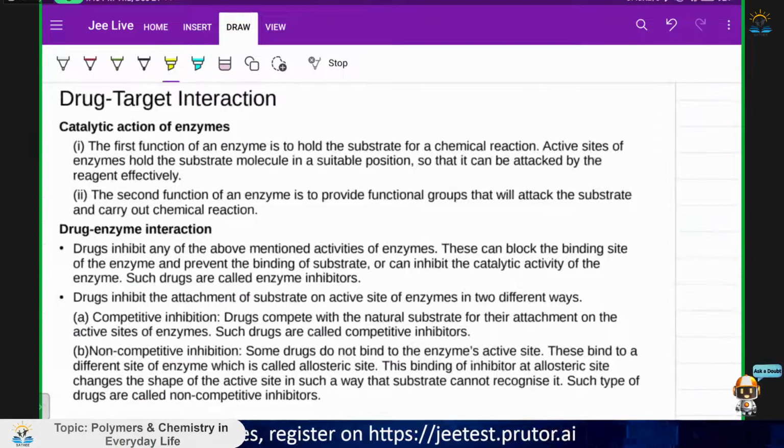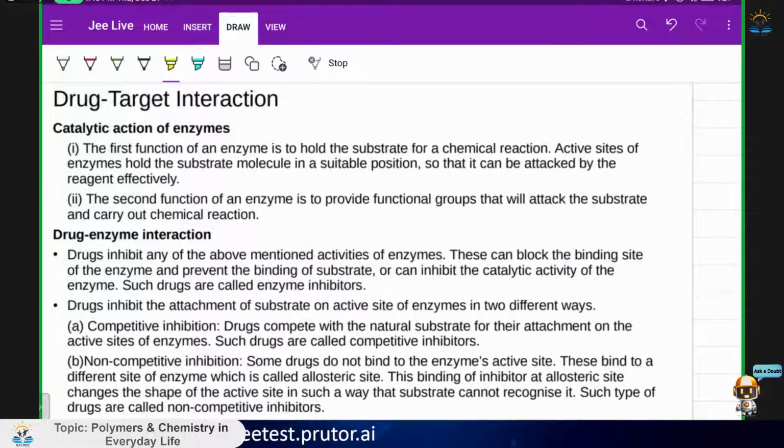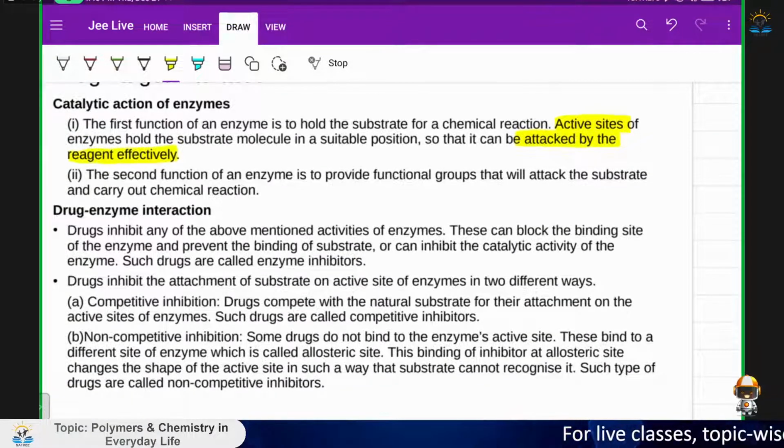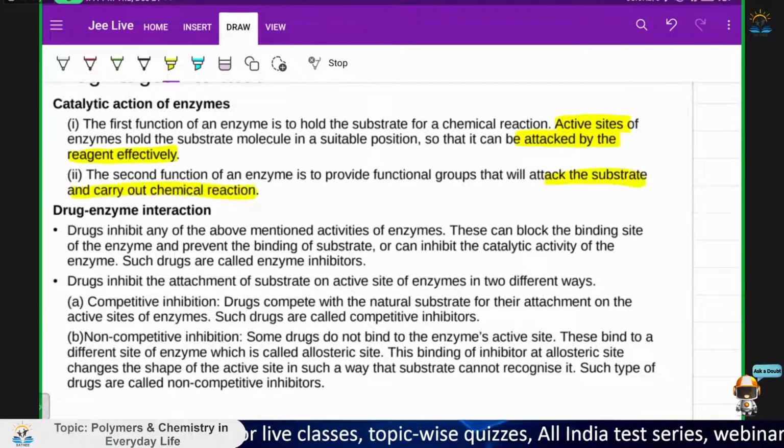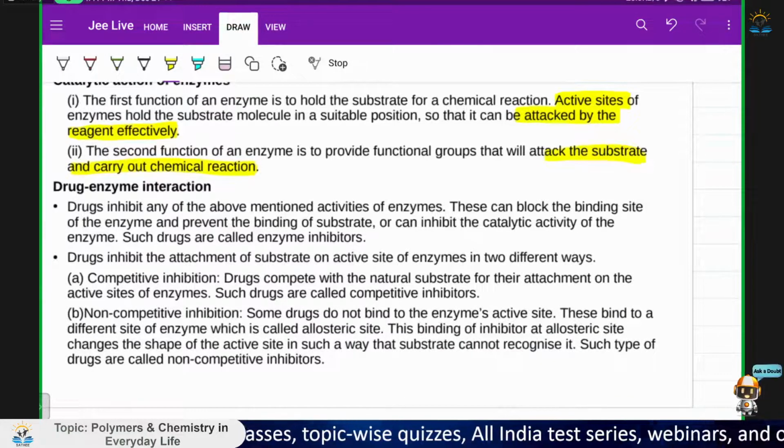The first function of an enzyme is to hold the substrate for a chemical reaction. So where does the substrate bind on an enzyme? The substrate binds on the active site of the enzyme, and it holds the substrate there so that it can be attacked by the reagent. The second function of an enzyme is to provide functional groups that will attack the substrate and carry out the chemical reaction. Or sometimes the enzyme also provides functional groups so that the reaction occurs faster.